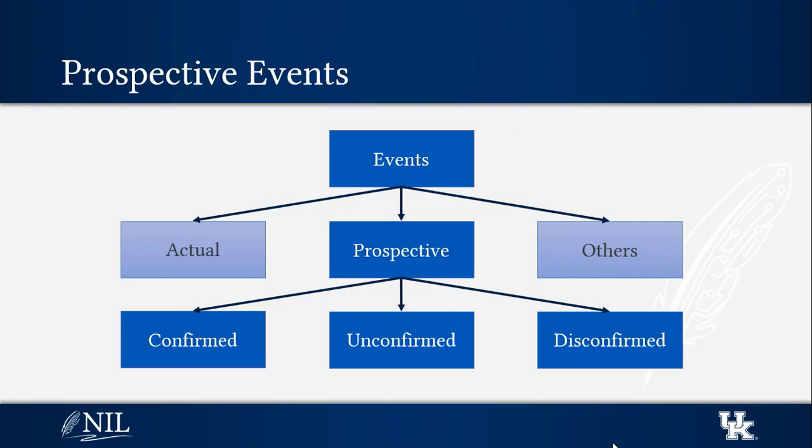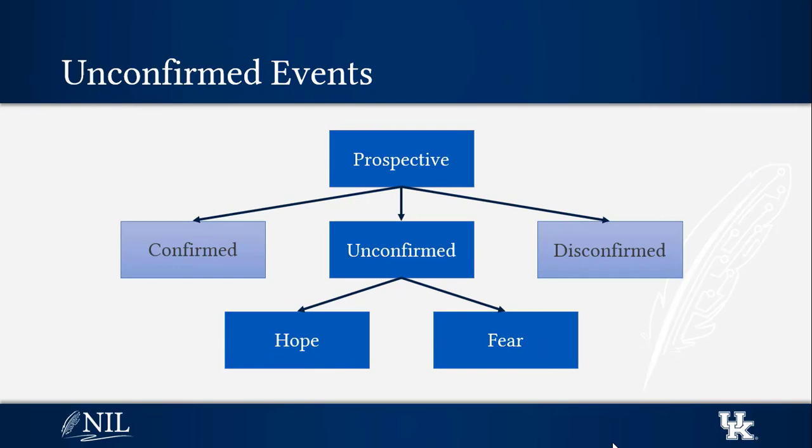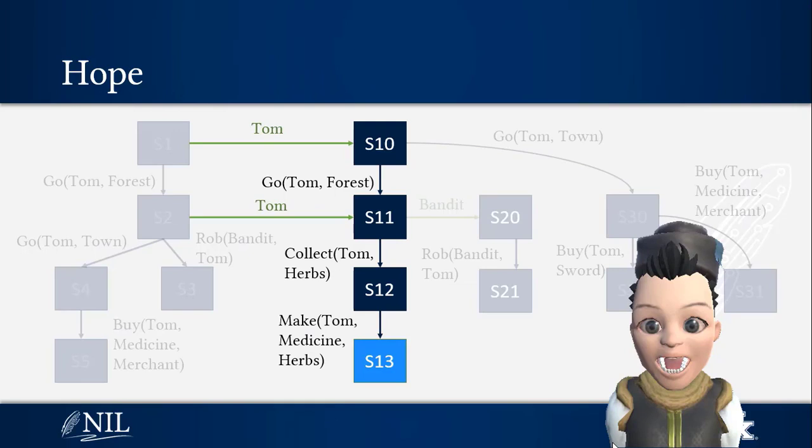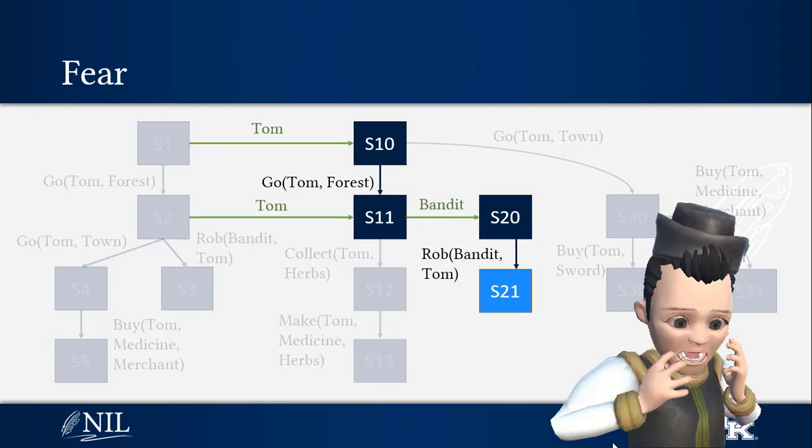don't happen. If a character expects a plan that could increase their utility, they feel hope, and if they expect a plan that could decrease their utility, they feel fear. For example, here Tom hopes that he could go to the forest and collect the herbs to make the medicine himself. He also fears that by going to the forest he could get robbed by the bandit.